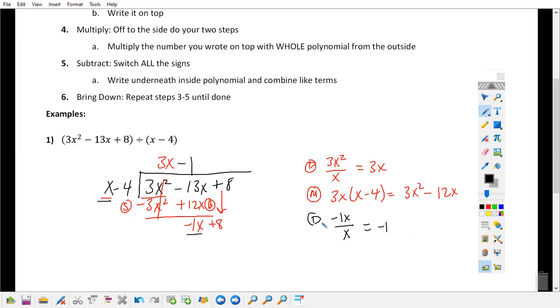So after we divide, we then do what? Multiply. So I'm going to multiply negative 1 times my divisor, and my divisor is x minus 4. That's going to give me negative x plus 4.